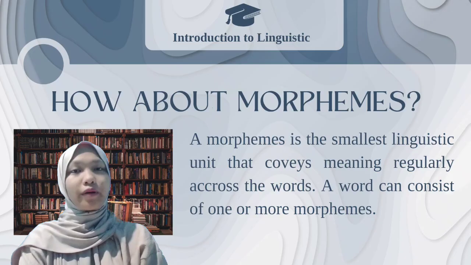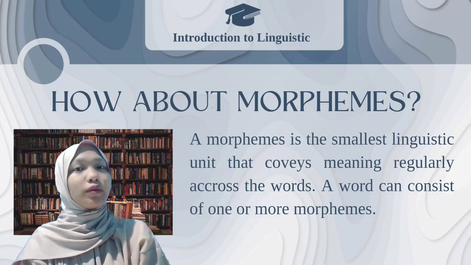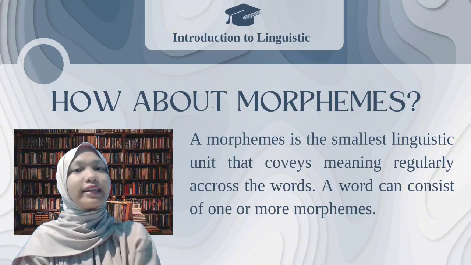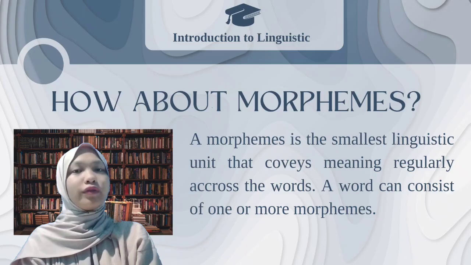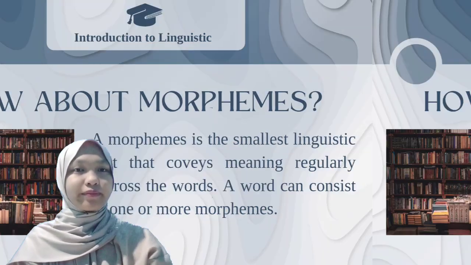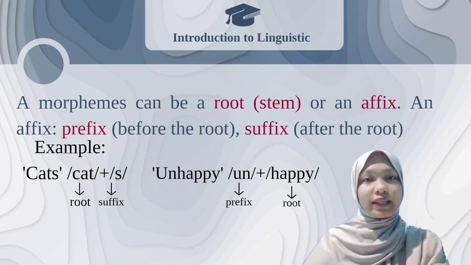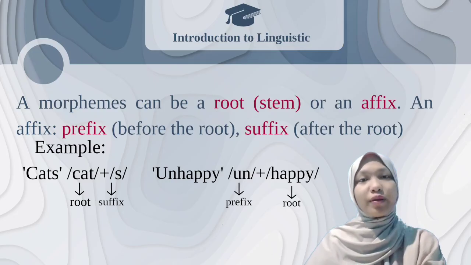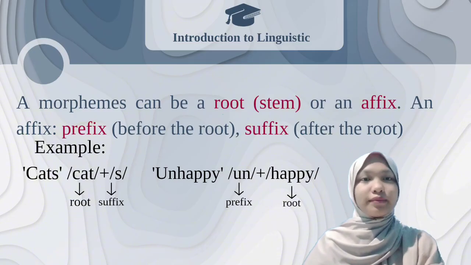And now, morphemes. What do you think about morphemes? Or what do you know about morphemes? As I mentioned earlier, morphemes are the smallest units of language that convey meaning regularly across words. A morpheme can be a root or an affix. A root is the base form of a word, while an affix is an additional part of a word that can be placed at the beginning, prefix, middle, infix, or end of a word, suffix.